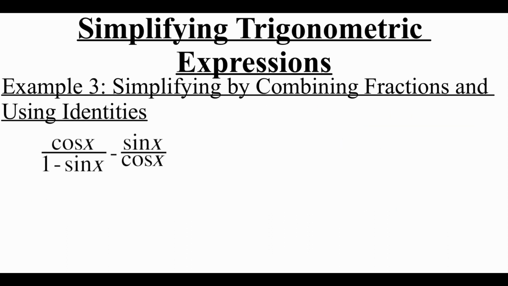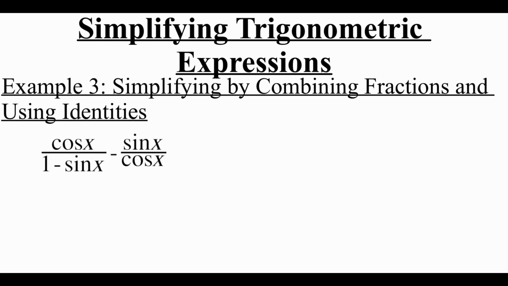Now in this example, what we're going to do is a little bit of combining fractions, and then we're going to see if we can use some identities to help us simplify this down. So we're taking the cosine of x over 1 minus the sine of x minus the sine of x over the cosine of x. And anytime we're adding or subtracting fractions, we have to have common denominators.